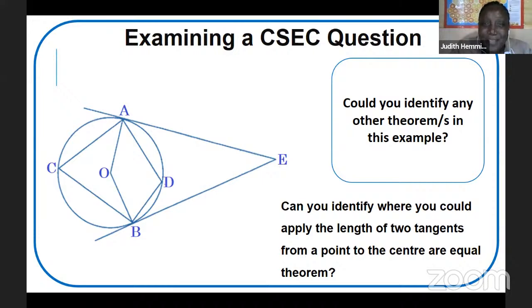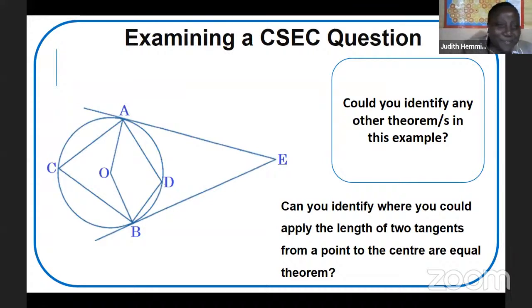All right, look very carefully. I'm getting an answer from Shanique. She's saying I'm seeing a cyclic quad. Okay, can you identify the points on that quad? Right. Okay, Selena is saying quadrilateral something. All right, Selena, can you identify the points on that quadrilateral?